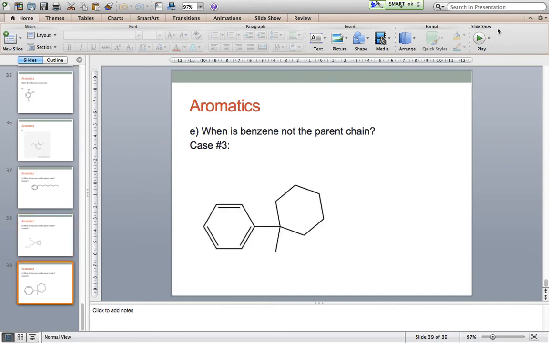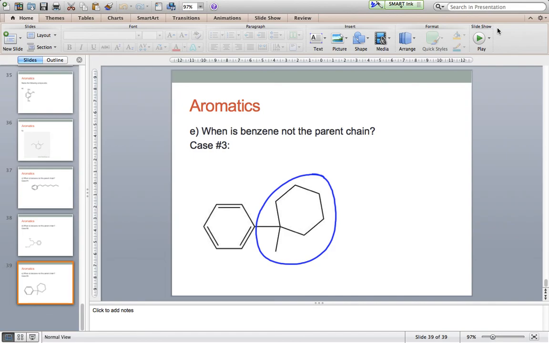Last one. Case 3. When is benzene not the parent chain? When you have either a cyclo compound or an alkene or an alkyne in what looks like the branch. That's not a branch. That's going to be your parent chain. So you guys wouldn't necessarily know how to name this particular branch that I've circled here as a branch. That's because it's going to be our parent chain.